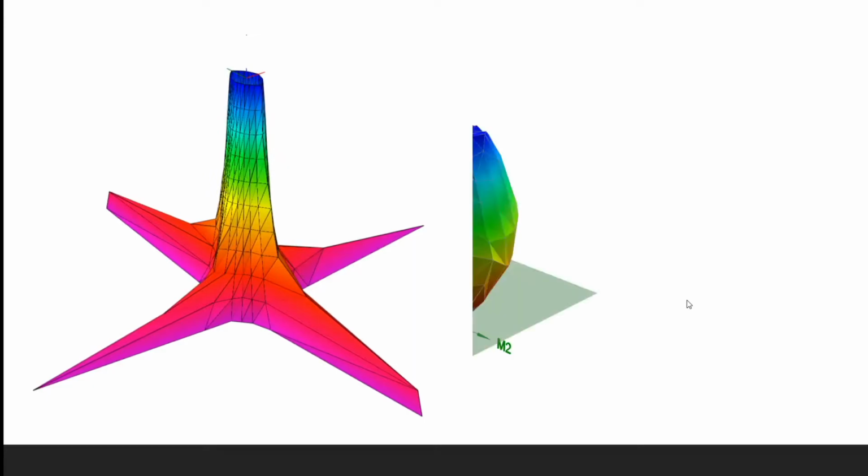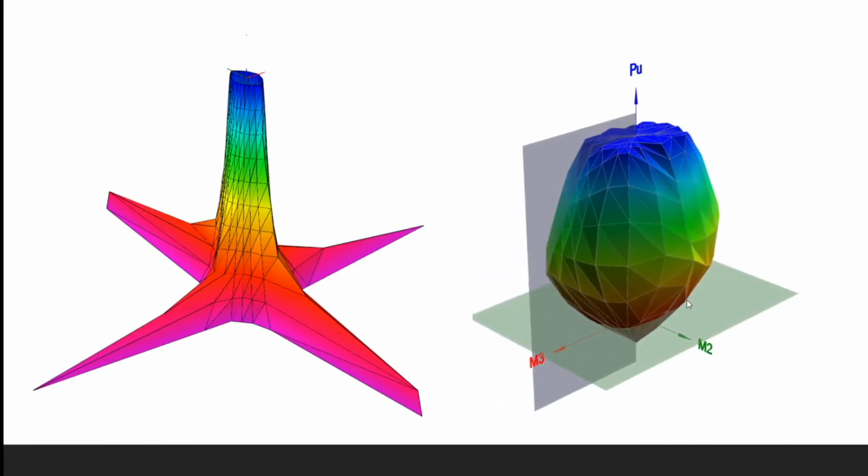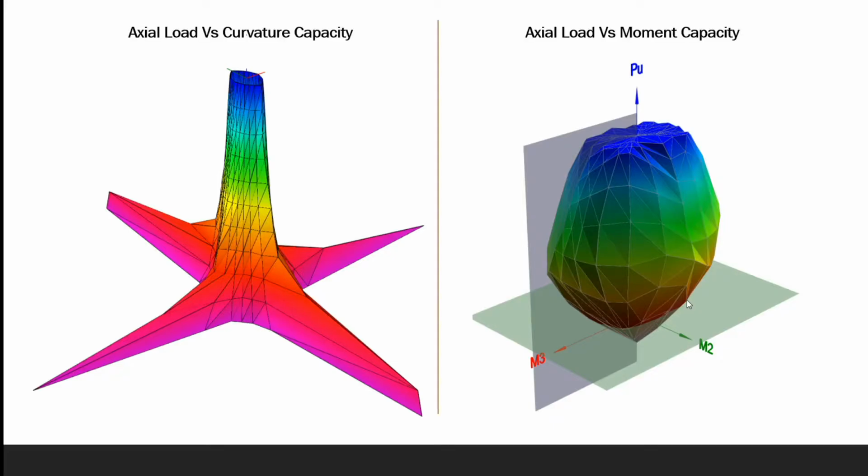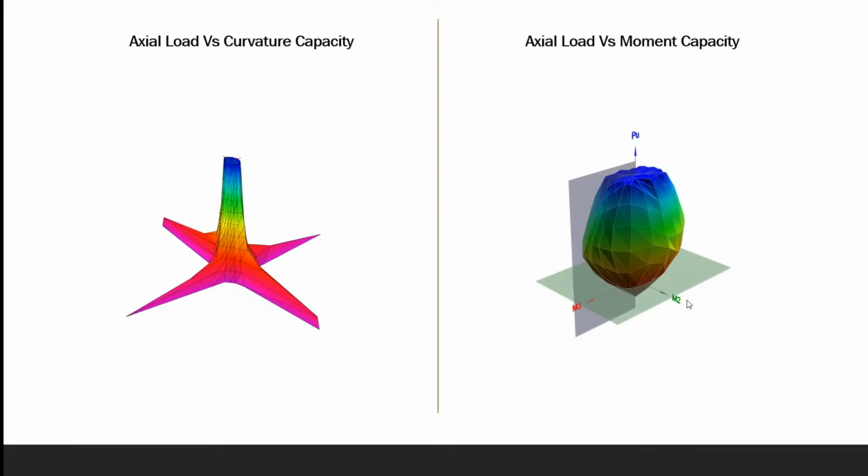the cross-section. And this is actually similar to another surface that you might be familiar with, which is the capacity interaction surface, which is a plot between axial load and two moments. They are very similar in the sense that one represents moment capacity and the other one represents curvature capacity, both plotted against axial load. And you can see that their shape is very different. And we would like to understand what the moment curvature has to do with curvature capacity and how this can be related and how we can use this information.